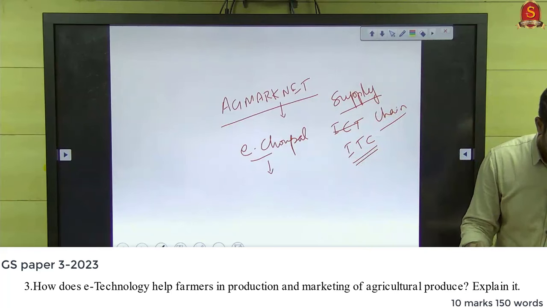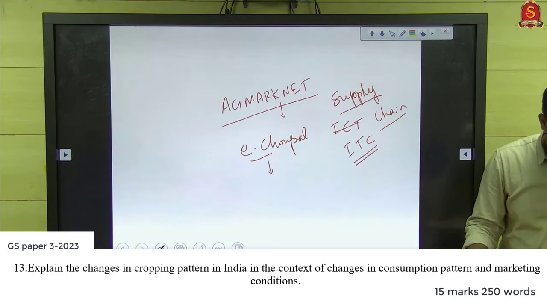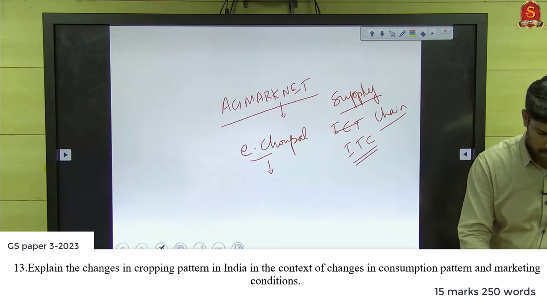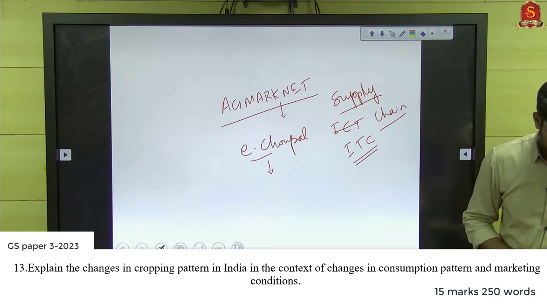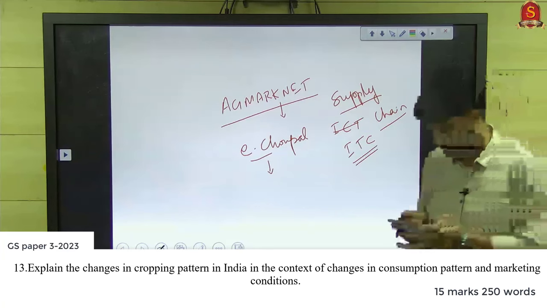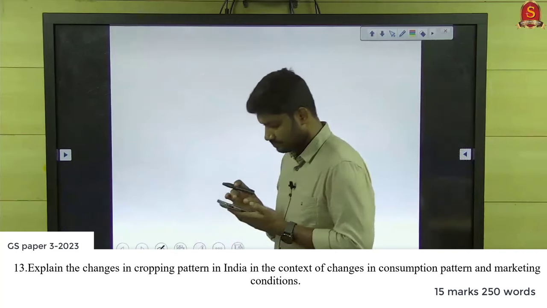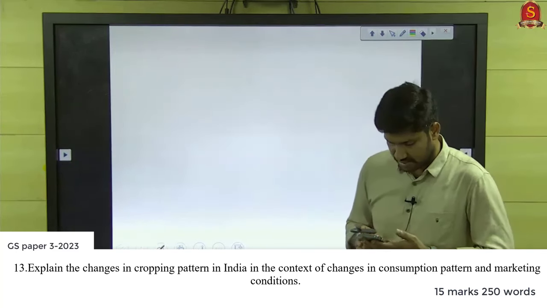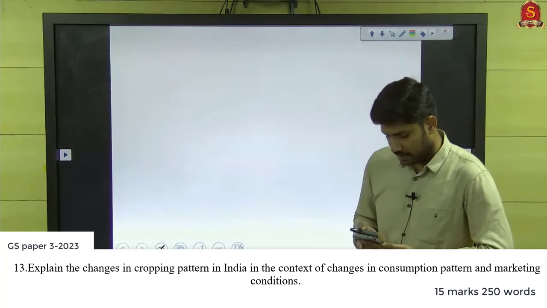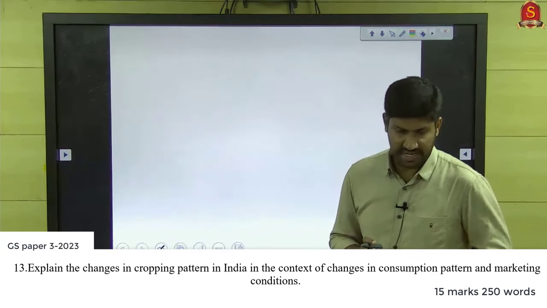Then the big question area. Question number 13. Explain the changes in cropping pattern in India in the context of changes in consumption pattern and marketing conditions. So explain the changes in cropping pattern in the context of consumption pattern and marketing conditions.